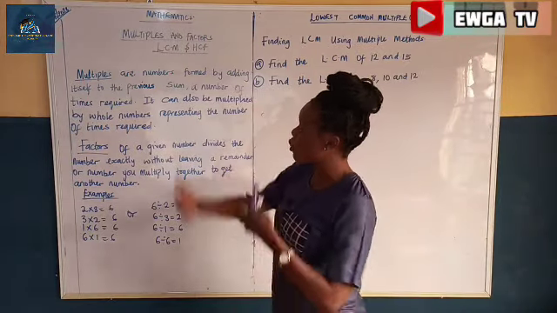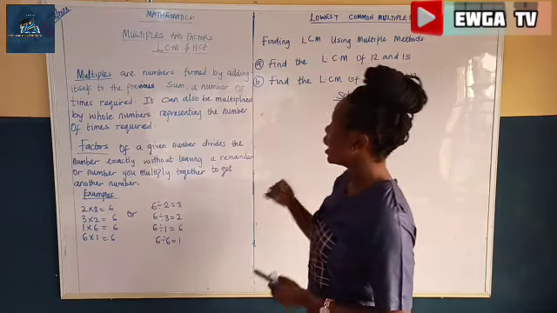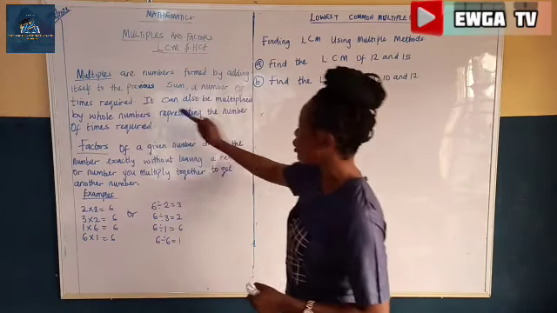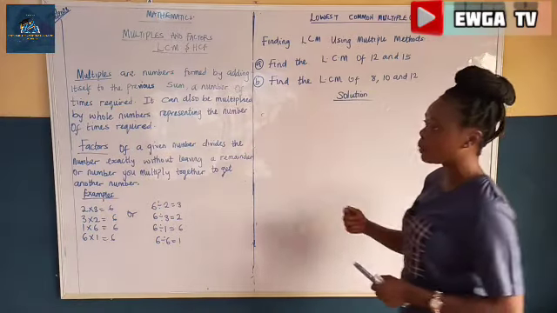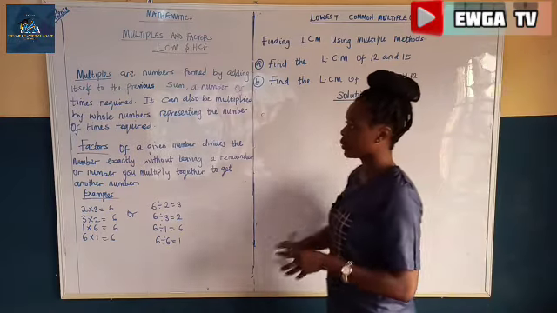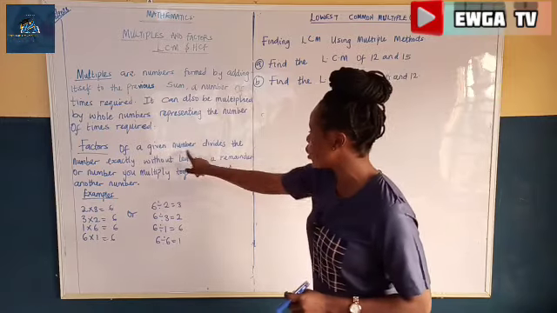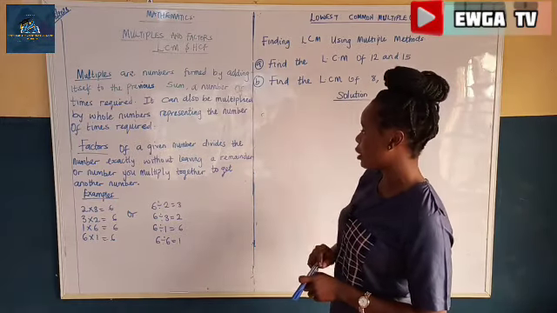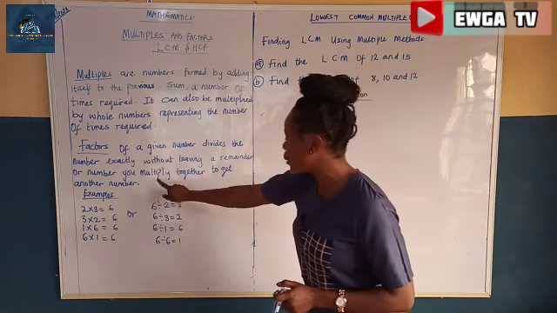So multiples are formed by adding itself to the previous sum a number of times required. It can also be multiplied by whole numbers, representing the number of times required. Now let's go to the next part, factors. The factors of a given number divide the number exactly without leaving a remainder, or are numbers you can multiply together to get another number.